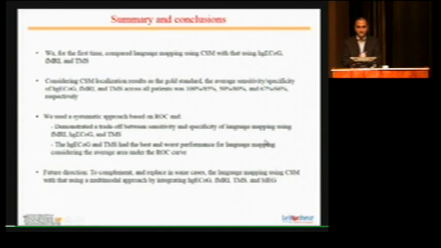Okay, to summarize and conclude, we, for the first time, compared language mapping using the CSM, which is the gold standard, with another three methods: high gamma ECoG, fMRI, and TMS. Considering the CSM as the gold standard, we found that high gamma ECoG is the best, and fMRI is more specific compared to TMS. And using the ROC, we demonstrated that there is a trade-off between sensitivity and specificity of different methods. High gamma ECoG is the best, and TMS is the worst, comparing the performance of language mapping and considering the measure of area under the ROC curve.